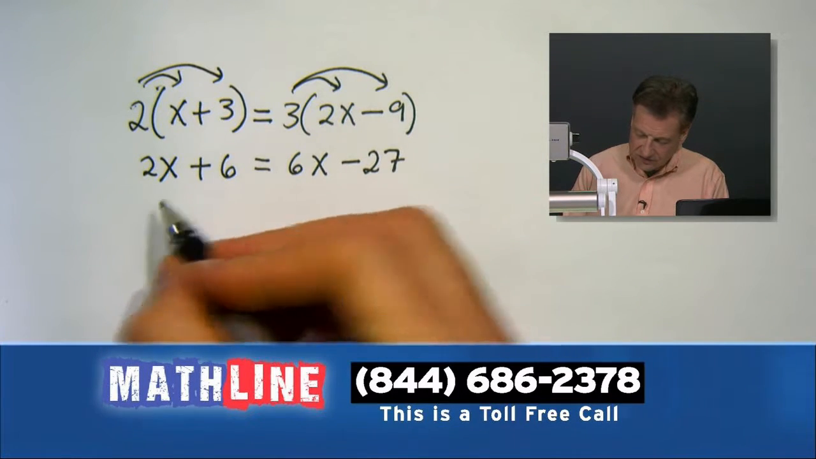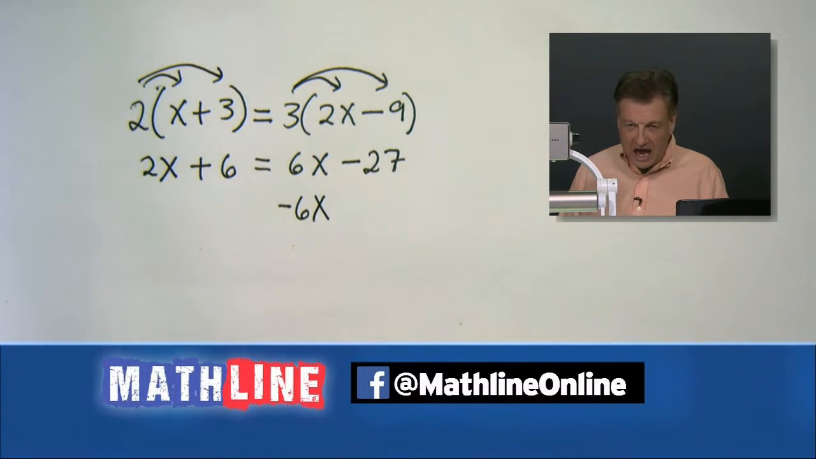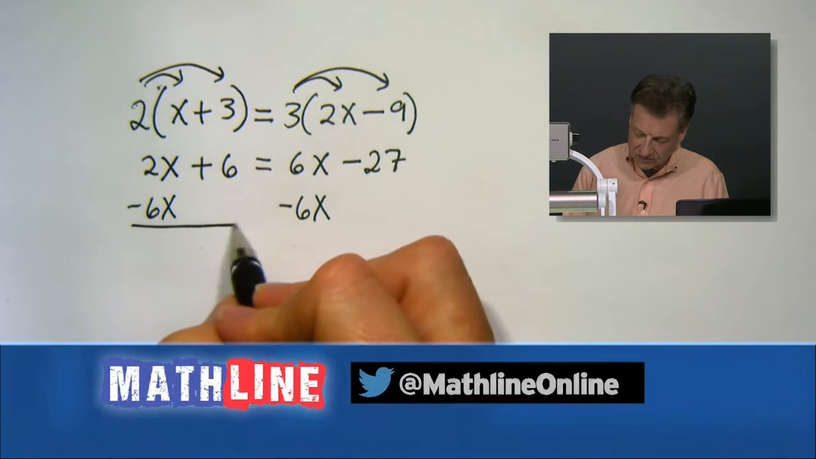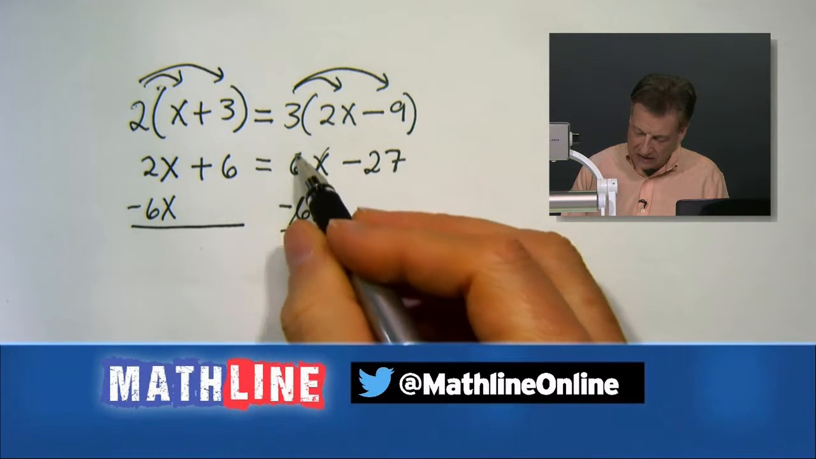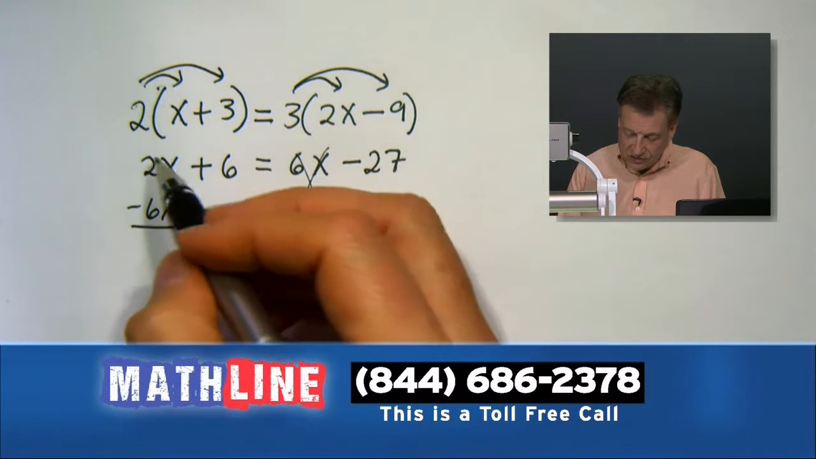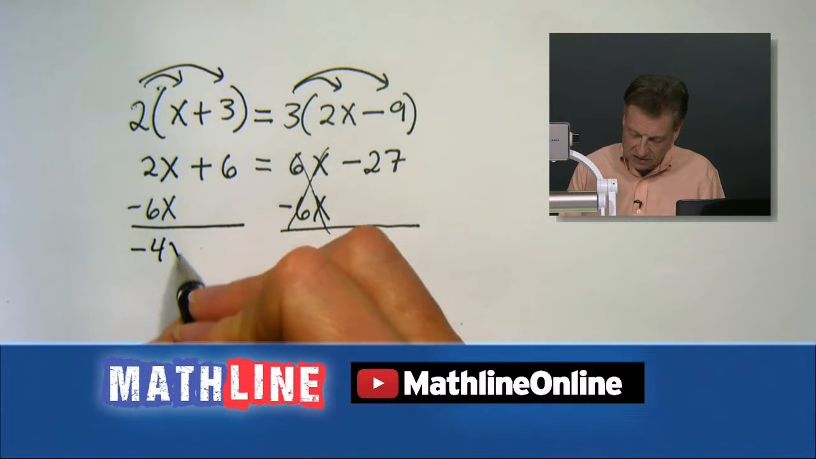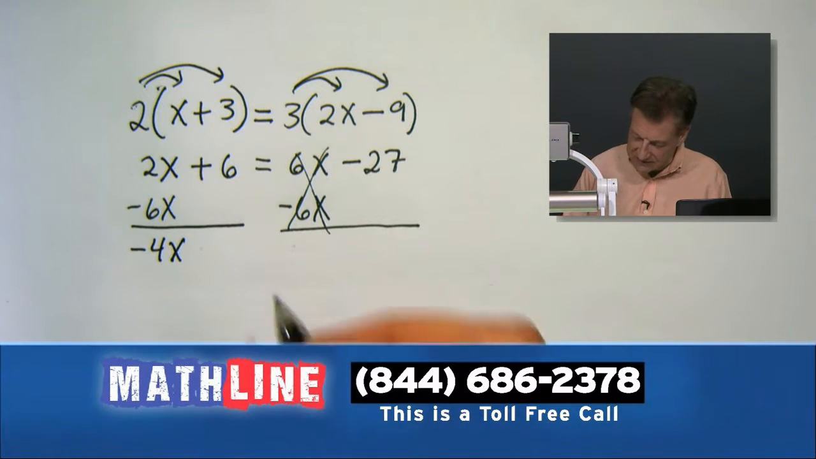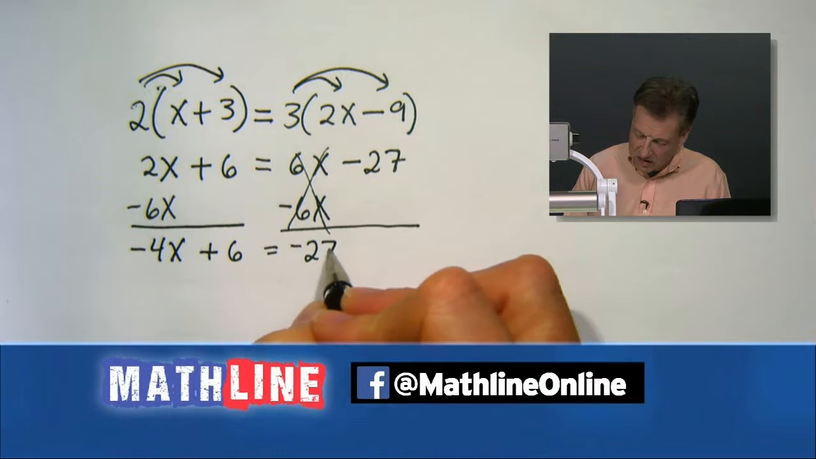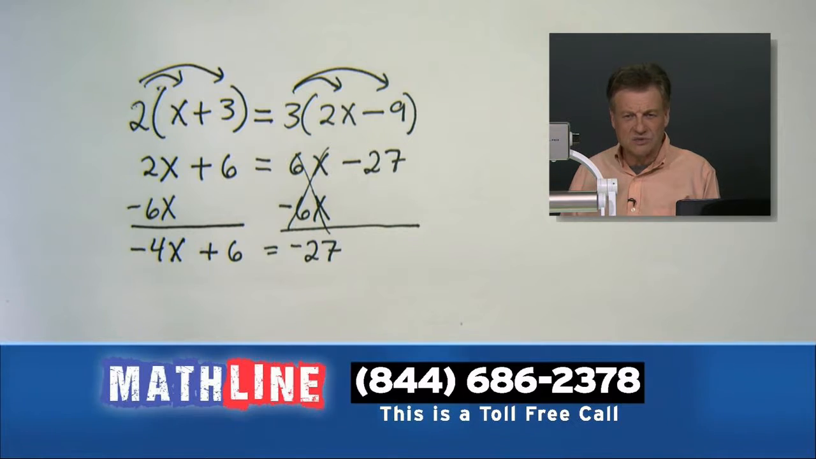I'm going to go ahead and subtract 6x from both sides. That's what we want to do. We want to get the x's together. So we subtract 6x, and we say goodbye to those x's right there. That's the whole idea. Now I'm going to do 2 minus 6. Peyton, that gives me negative 4. Is that okay? Negatives happen. And we got a 6, and a negative 27. It looks a little easier as we move along.